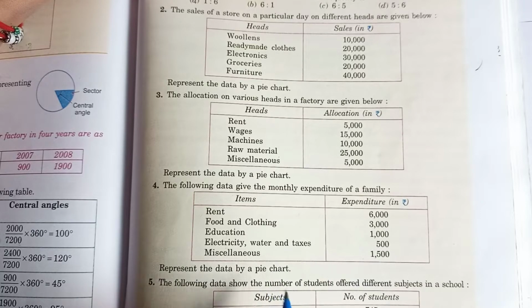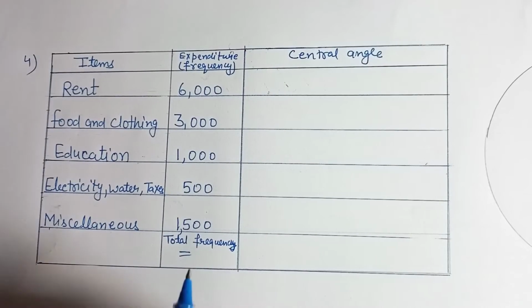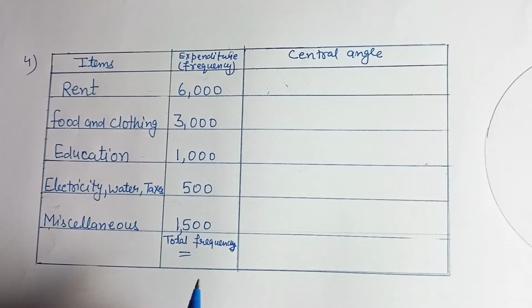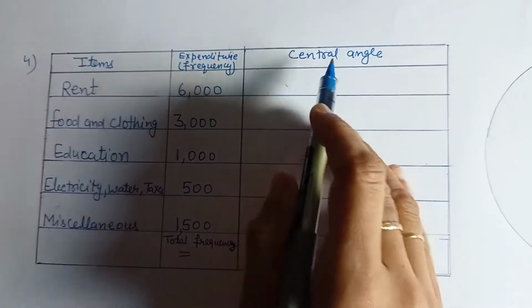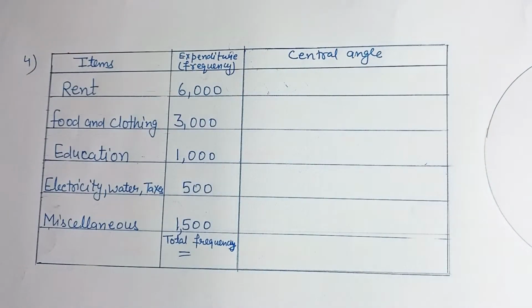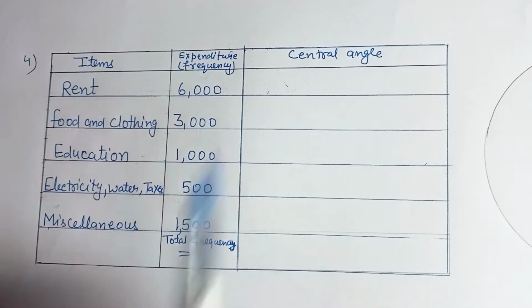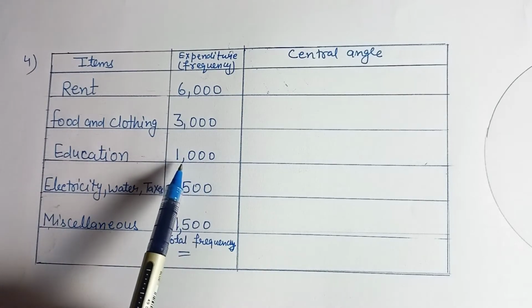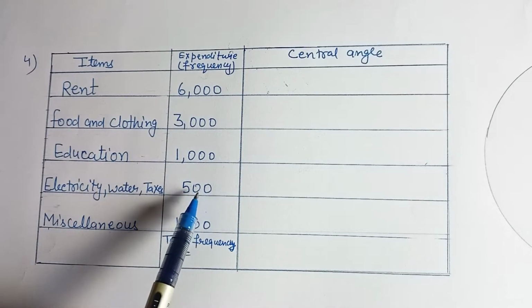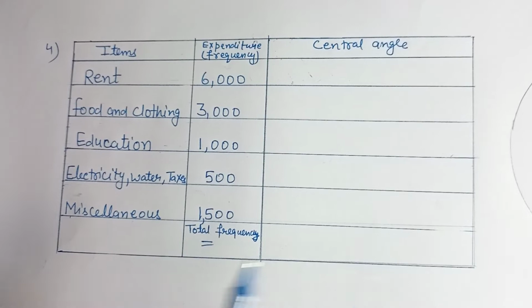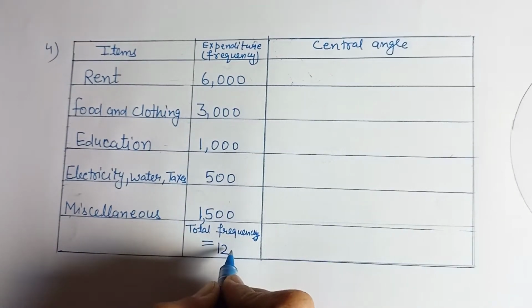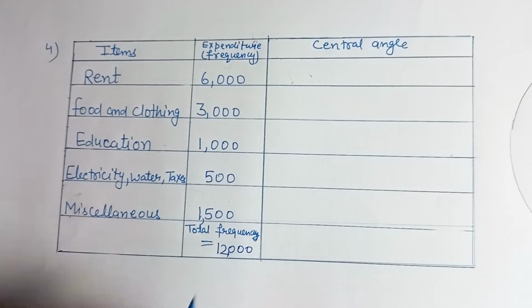Before we draw the pie chart, let us find out the total expenditure of this family. So we draw the table: item, expenditure. Expenditure we call this as frequency. Here we will find out the central angle, but before this we need to find out the total frequency. So 6,000 plus 3,000 is 9,000, 10,000, 10,000 plus 500, 10,500 plus 1,500, that is 12,000. So the total of this frequency is rupees 12,000.